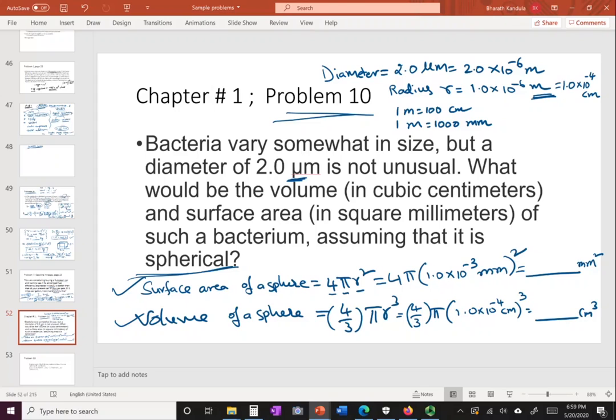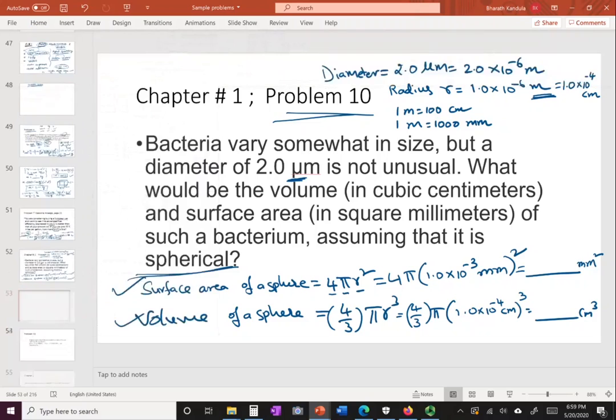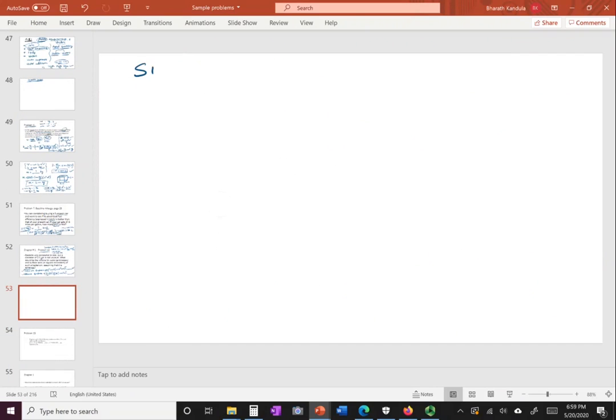Right, so the next topic is significant figures. The very important significant figures. The number of digits we can read from a measuring device are called significant figures or significant digits. Now I will give you a simple example so you can understand what significant figures are.